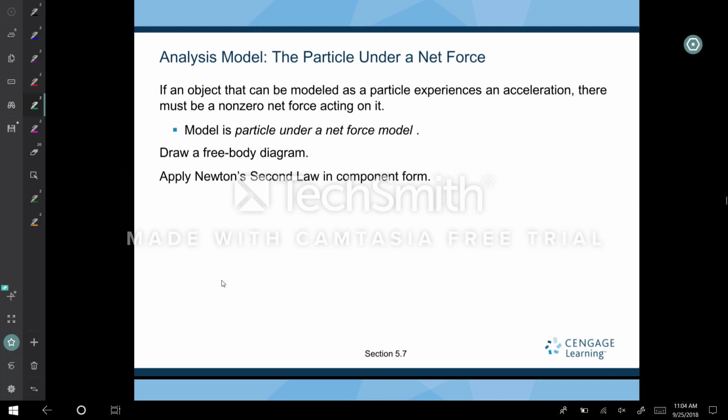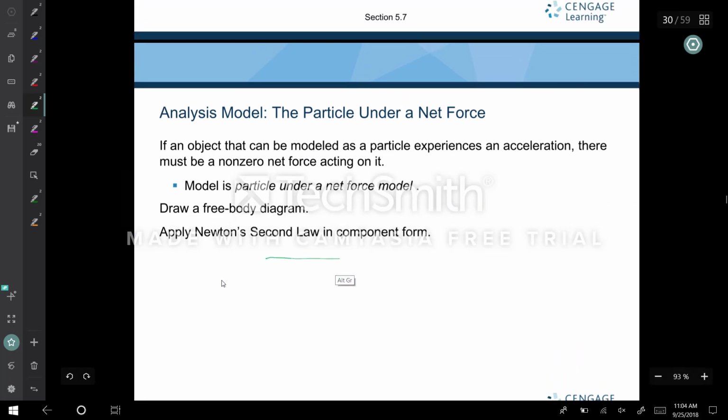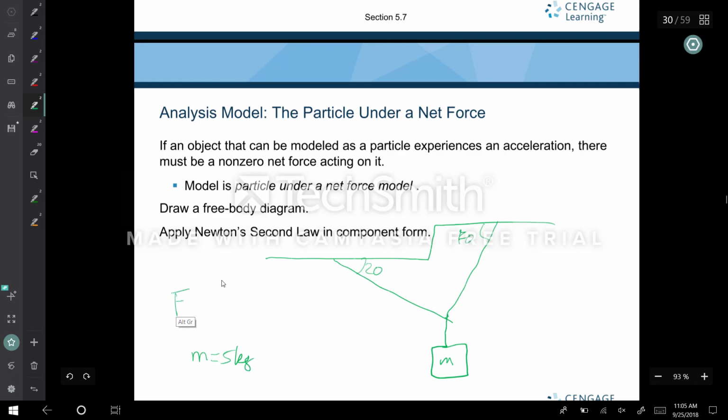So, let's do a problem that we can discuss next time. Let's let this be 20, and let's let this be 70. And let's have a string connected to a mass of, say, m equals 5 kilograms. Find the tensions, FT1, FT2, and FT3, their magnitudes, where FT1 is that string, FT2 is that string, and FT3 is that string.